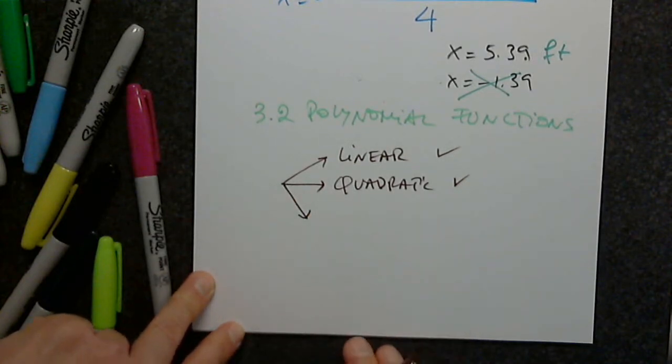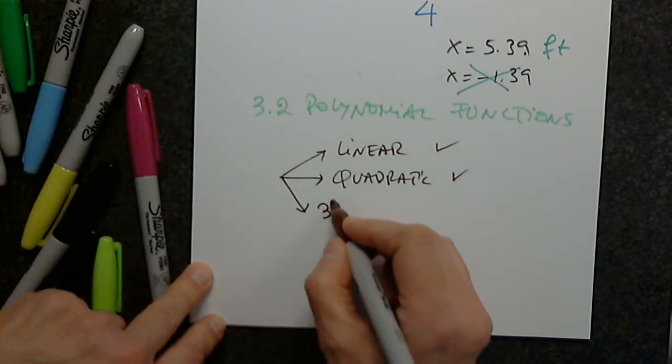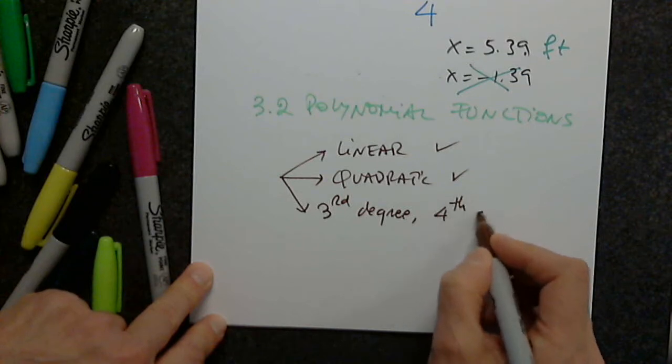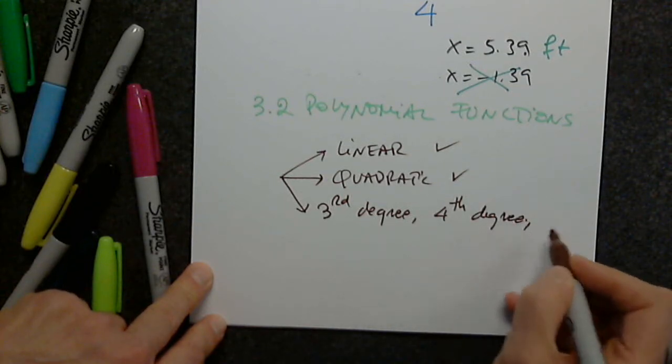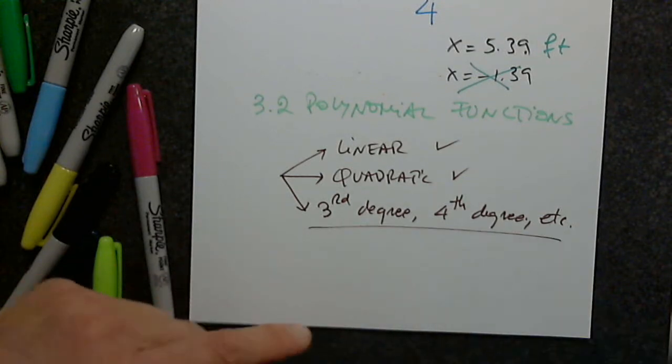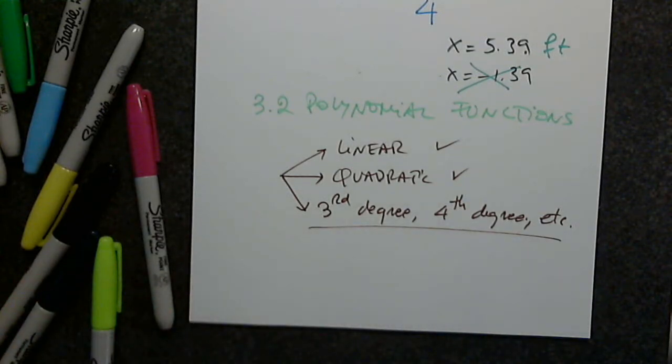Well, now the situation becomes a little bit more complicated. Third degree, fourth degree, and so on and so forth. These are more complicated. They have more steps in graphing them. So I would like us to graph an odd degree, an even degree, and then look at word problems.